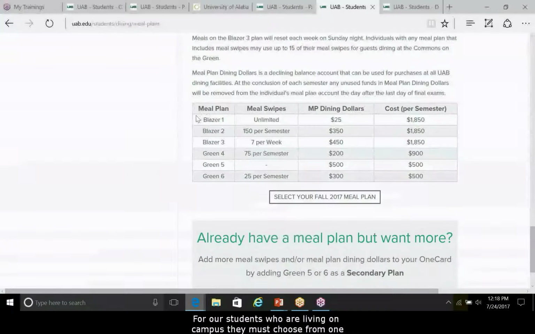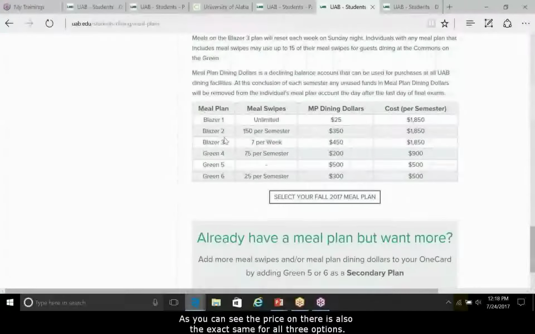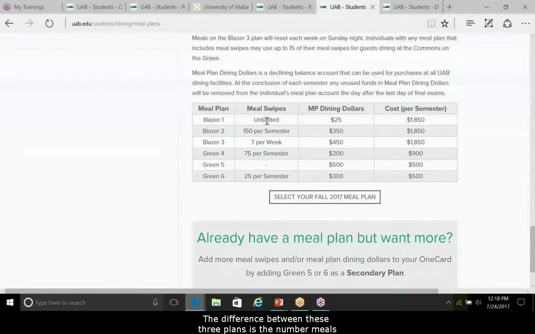For our students who are living on campus, they must choose from one of these first three options here, Blazer 1, 2, or 3. As you can see, the price on there is also the exact same for all three options. The difference between these three plans is the number of meals that they get per week and the dining dollar amount. The thing to understand is that when we say meal swipes, what we are referring to is the ability for students to eat in our all-you-can-eat dining facility, which is the Commons on the Green. So the meal swipes are the number of times that they can go into that particular facility and have their lunch, breakfast, or dinner, whichever they choose.